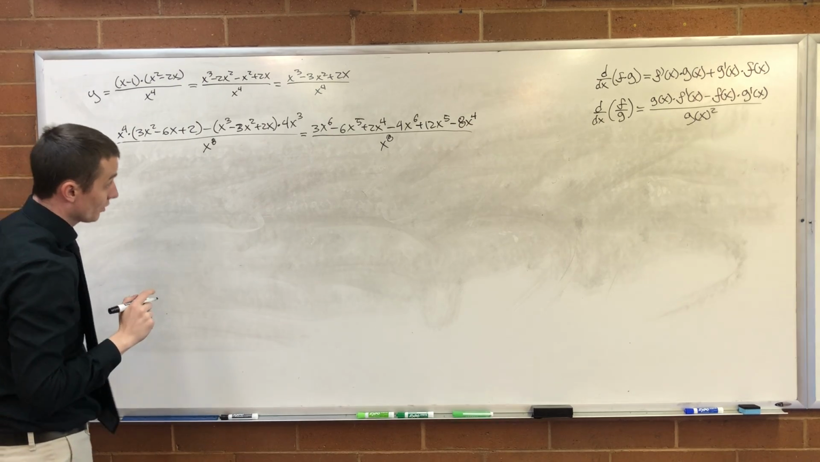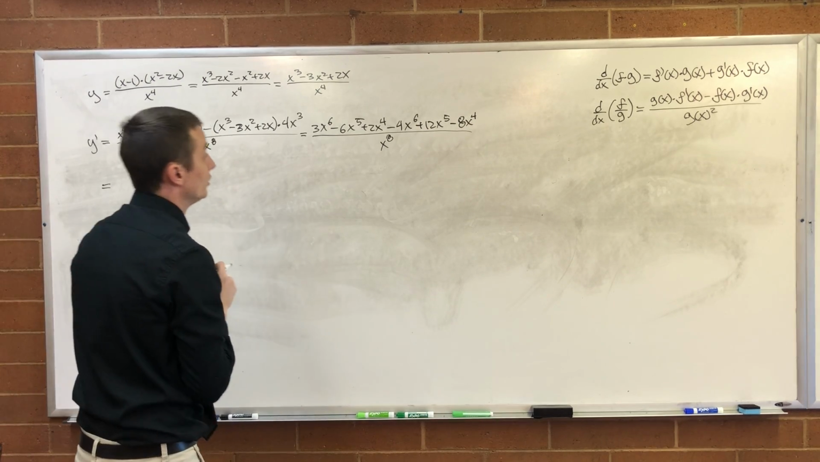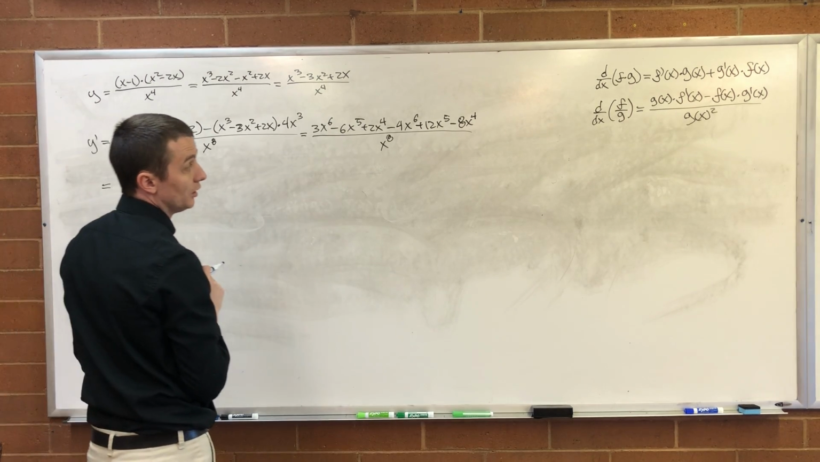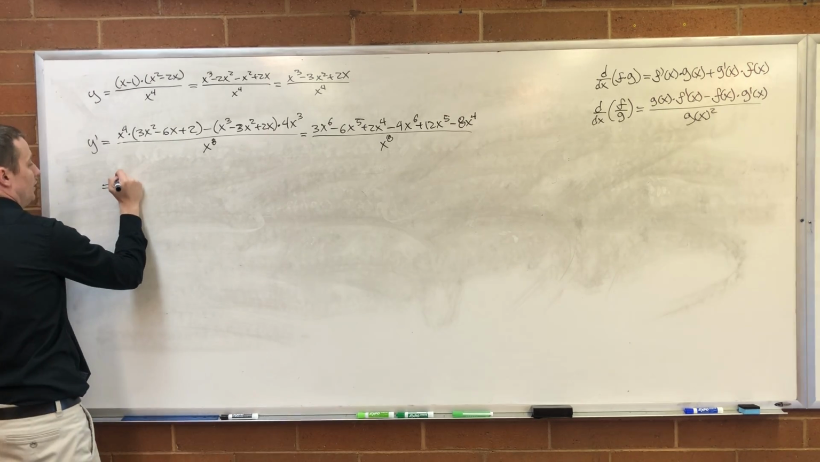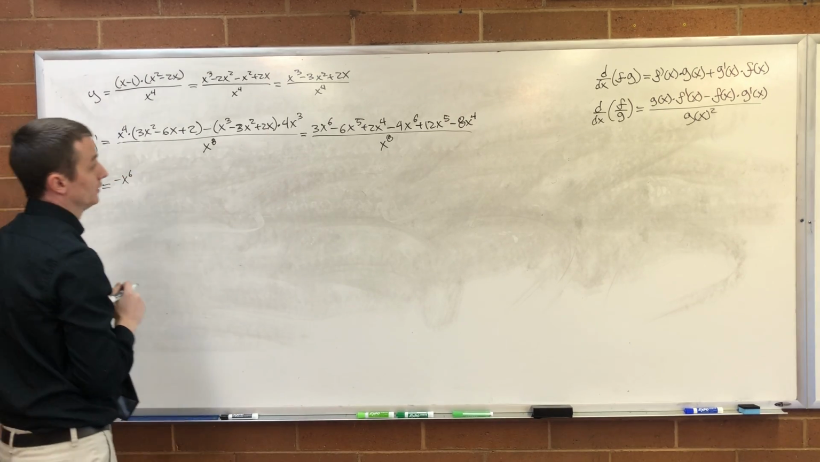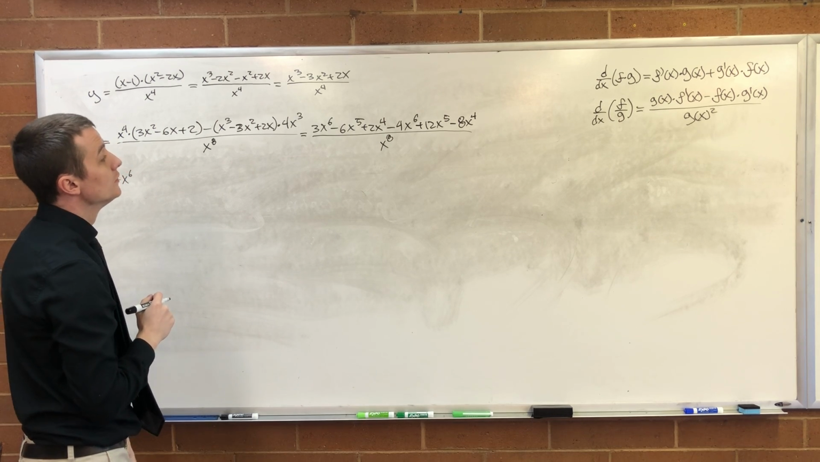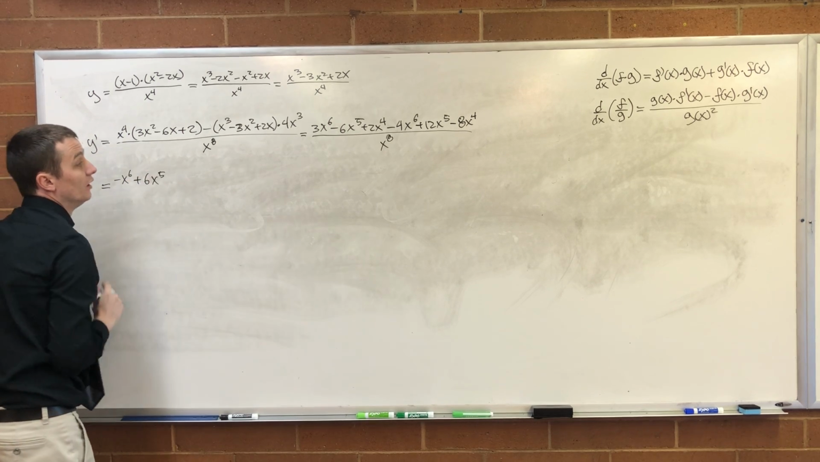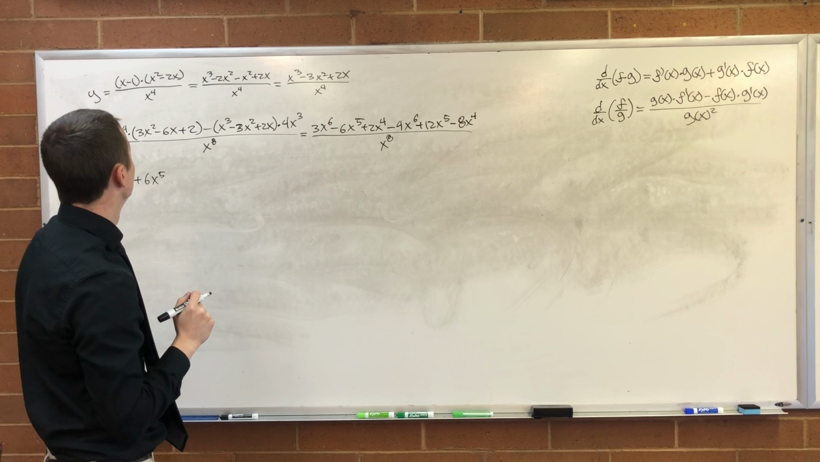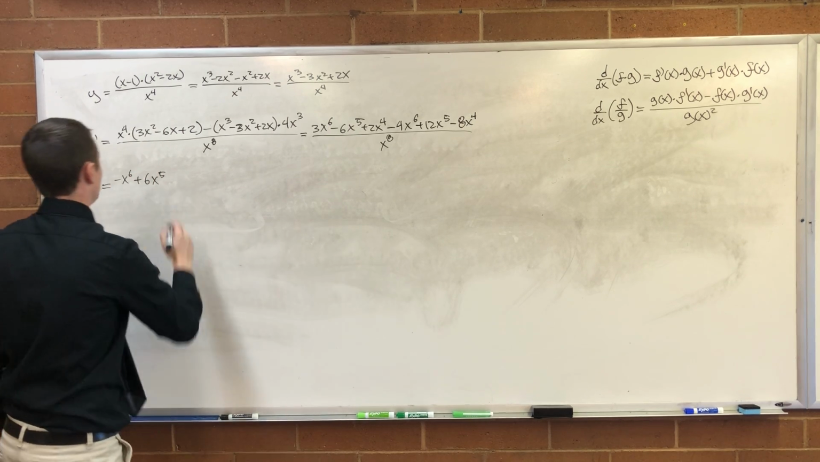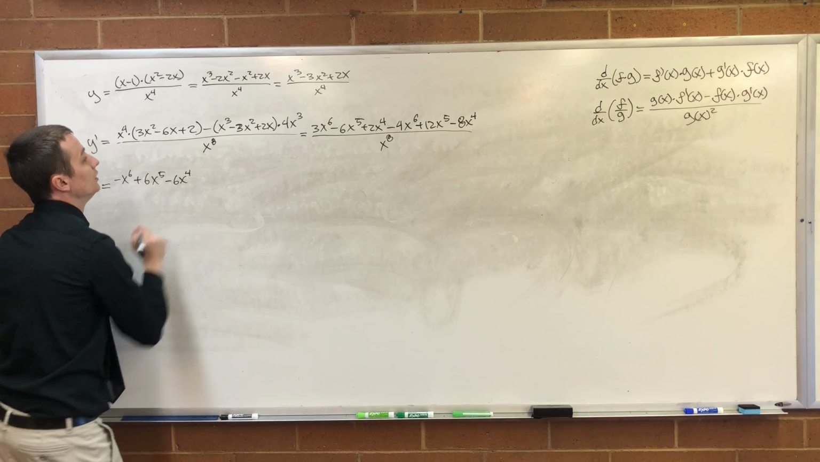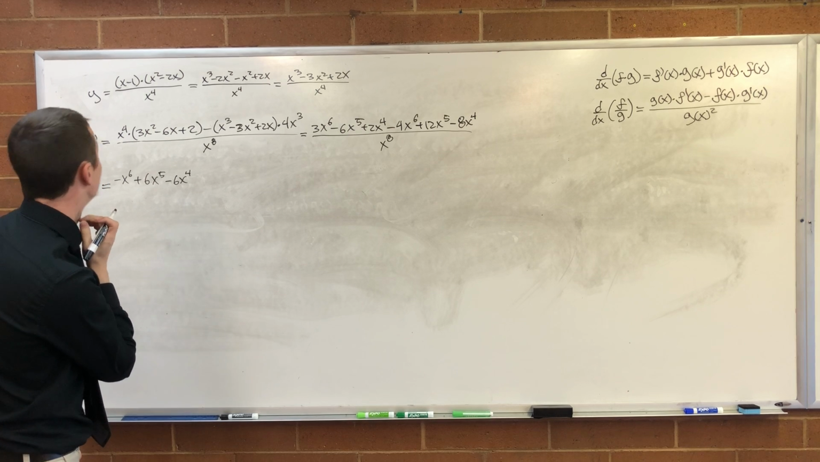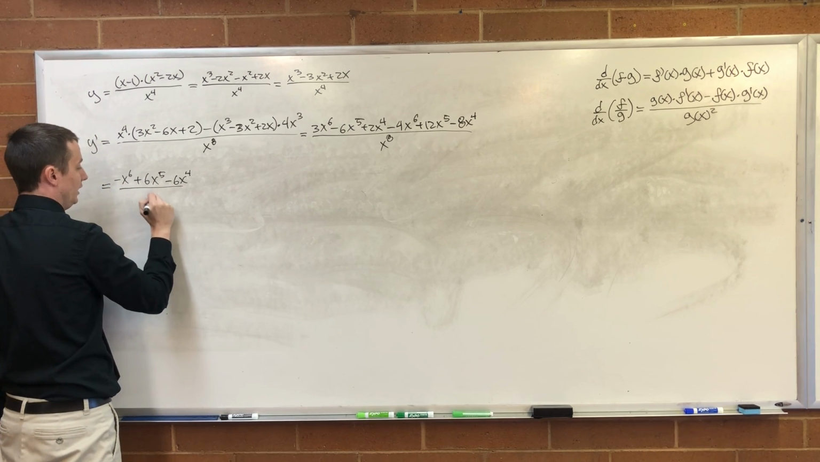Which is equal to, add like terms. How many x to the 6's do I have in the numerator? Negative 1 x to the 6. How many to the 5 do I have? Positive 6. And how many to the 4 do I have? Negative 6. Okay, that's all my terms, right? All over x to the 8.